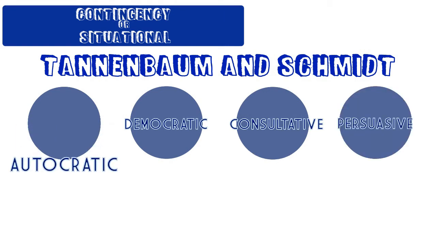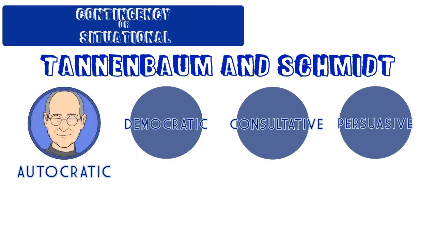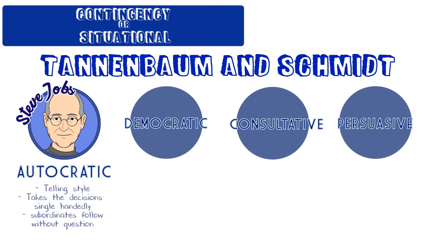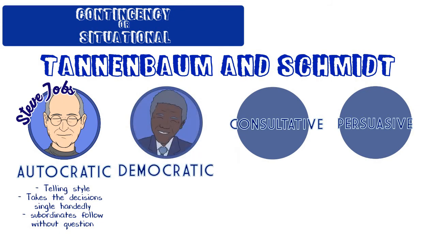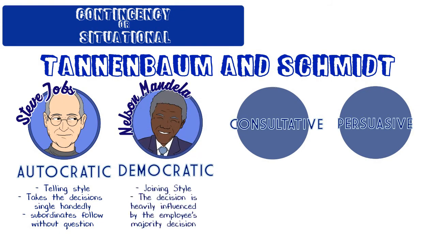Autocratic, also known as the telling style. The leader takes the decisions and announces them, expecting subordinates to carry them out without question. Democratic, also called the joining style. Though the final result rests in the manager's choice, the decision is heavily influenced by the employees' majority decision.